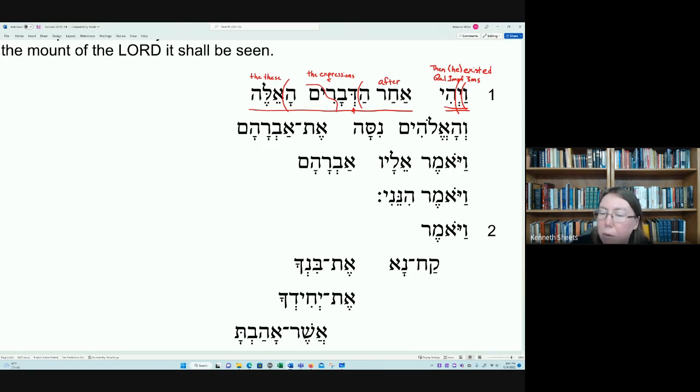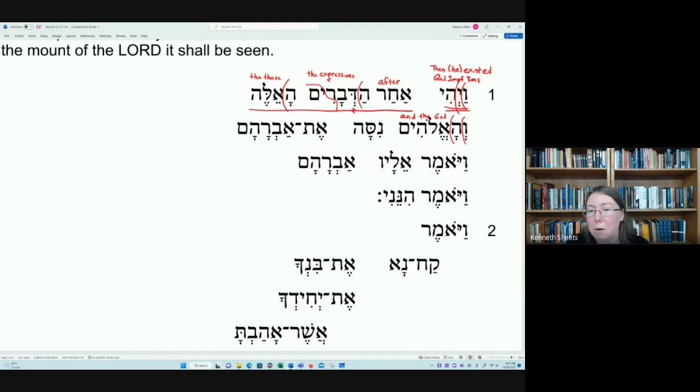Then we have Wehaelohim nissa et Avraham. And so again, you see the conjunction there. You can see the article on Elohim and the God. Kind of an interesting thing that they use the article there, pointing out that this is in fact the God, the only one who exists. And then we have nissa.